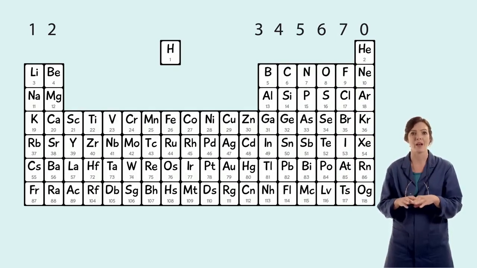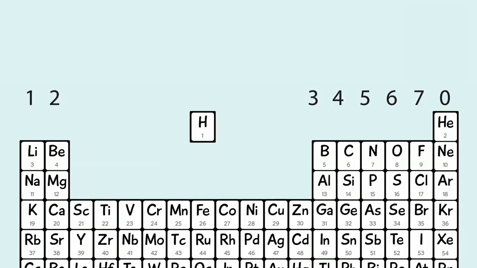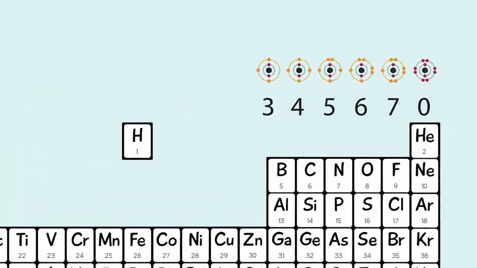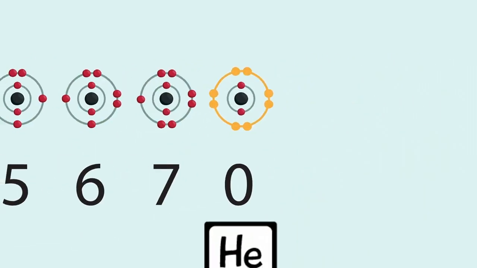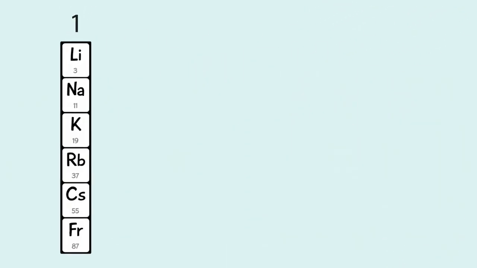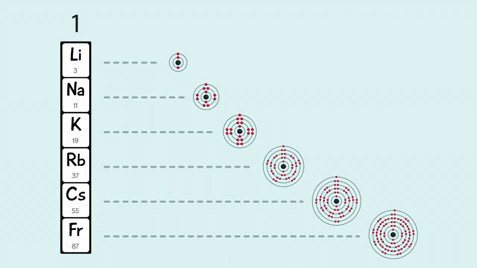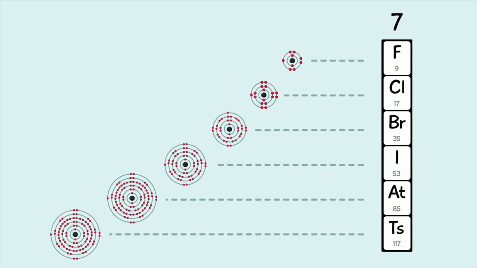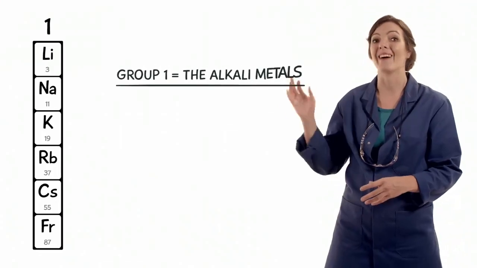The key thing to remember is that an element's group number is the same as the number of electrons it has in its outer shell. Now, an exception to this rule is the noble gases in group 0, who have a full outer shell of electrons. But because of this rule, all elements in the same group react in a similar way. So the atoms of group 1 elements all have one outer electron. The atoms of group 7 elements all have, guess what? 7 outer electrons.